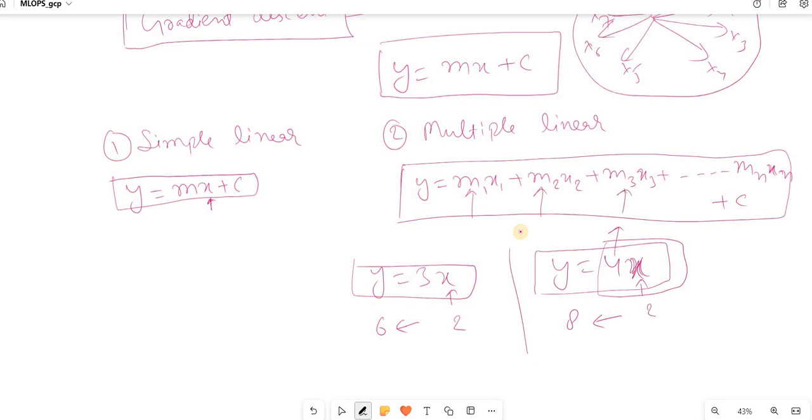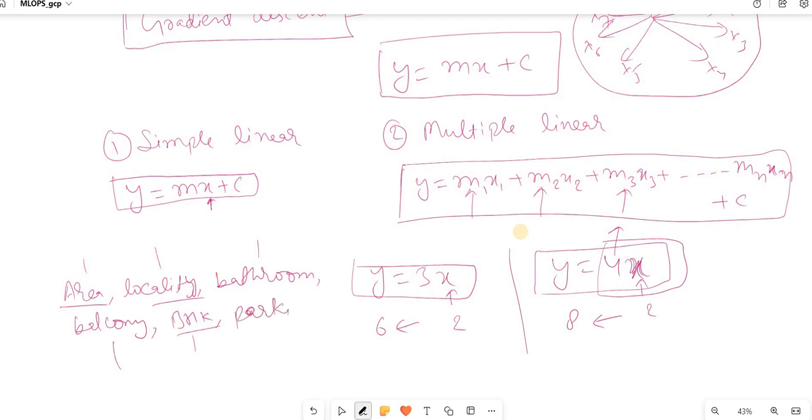Suppose you are doing a house price prediction, and in that, area is there, locality is there, bathroom is there, balcony is there, BHK is there, whether it's a 2 BHK or 3 BHK. So it's not like all those features are equally dependent on the price. There must be something like: the area is going to impact the price the most, then the locality might impact much on the price, then the BHK, then the parking space.